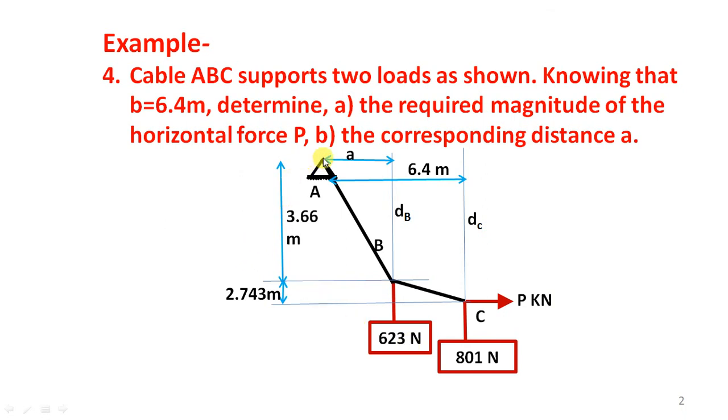The height between point A and B, or the sag between A and B, is given as 3.66, and B to C is given as 2.743 meter. This vertical distance is dB, and this vertical distance is, let's say, DC from the point A. Okay, so the first step is to draw the free body diagram of the cable.